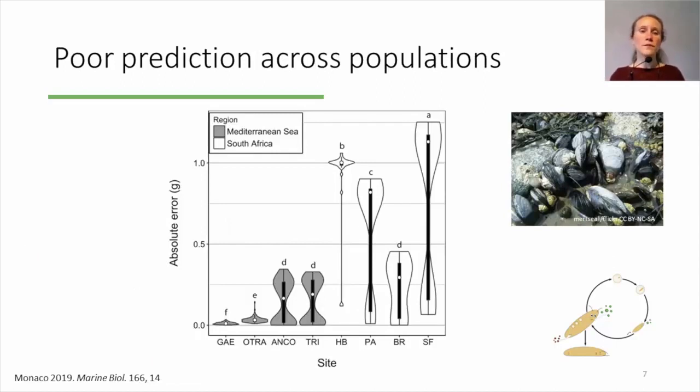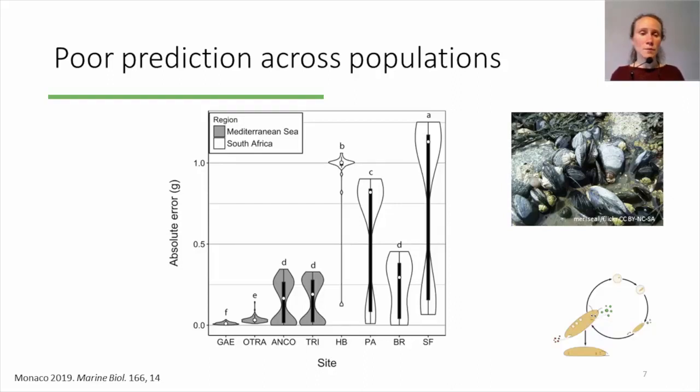Another problem with intraspecific variation is that one point of DEB-based modelings and other ecophysiological approaches is actually to predict what will happen at large scales, both spatially and in time. And it can be difficult to extrapolate when there are strong differences between populations of the same species.